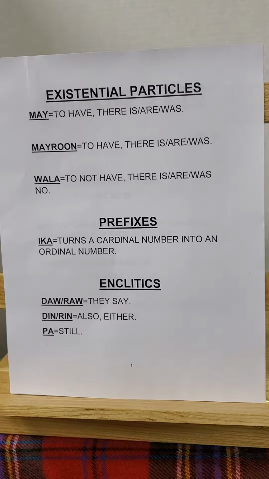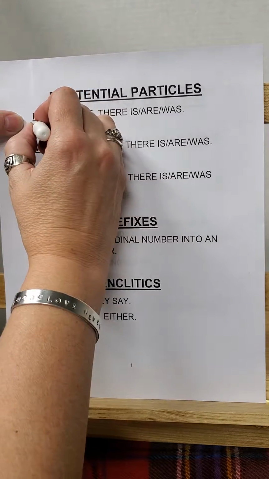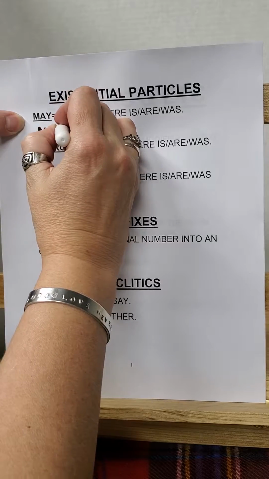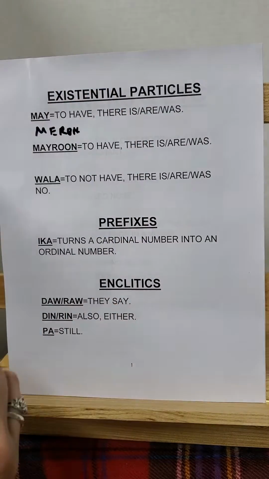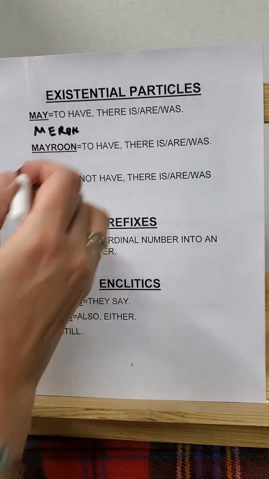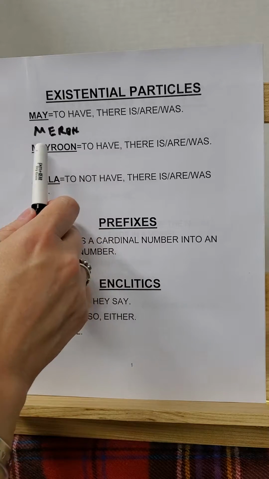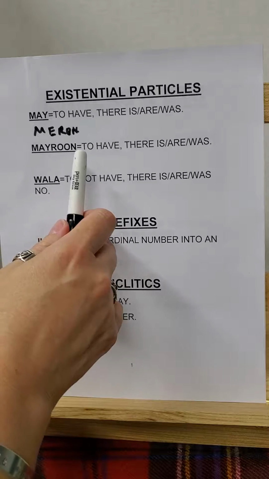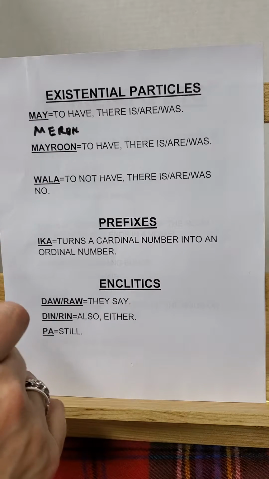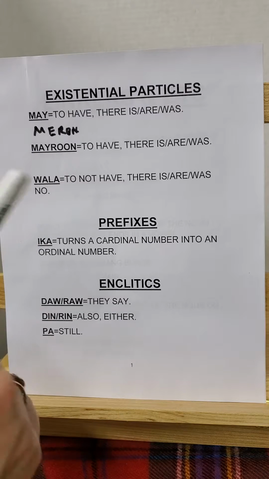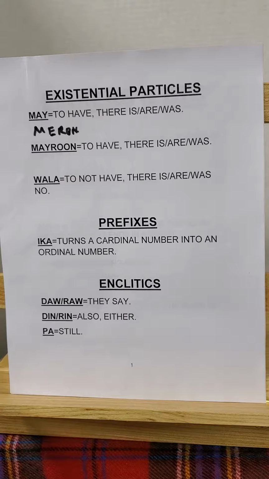Mayroon, well, that doesn't make sense, does it? There has to be a reason why there's may and mayroon, because there's also meron, M-E-R-O-N. So there's another one. I'll have to look into that and see what the difference is, because they're all to have. May, meron, mayroon. Our Filipino friends, tell us why in the comments below. And I will look that up and I will get back to you on that point. Wala means you don't have it. You don't have it, there is none. It's not there.